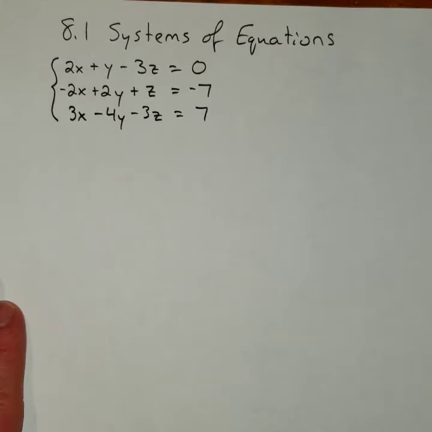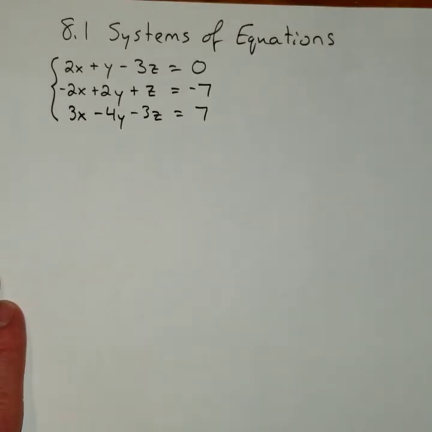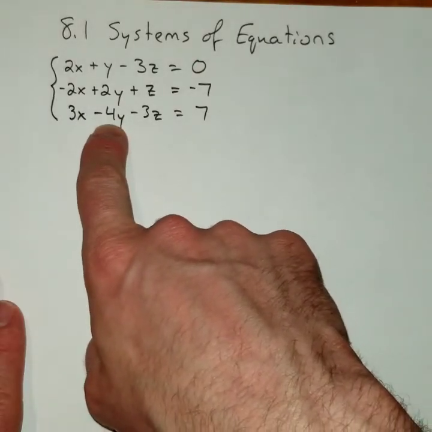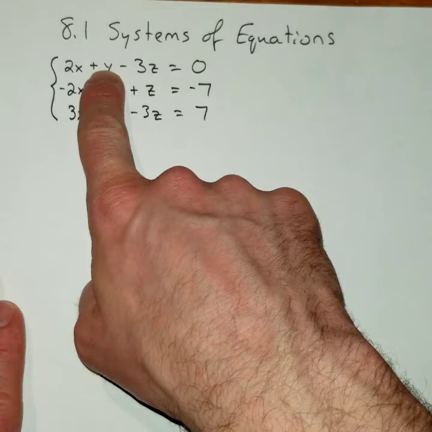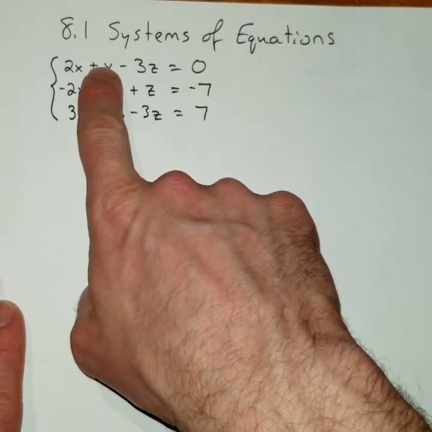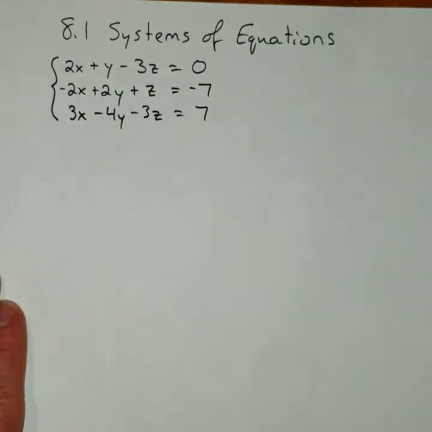Now as I'm looking at this, I could eliminate any of these variables. It doesn't really matter. I kind of like the y's in this case. Really the z's would work well too. I'm just going to try something different than before. So let's try the y's here. If I eliminate the y's, my first coefficient, second coefficient here, if I multiply the top one by a -2, I'll get opposites. So let's start with that.